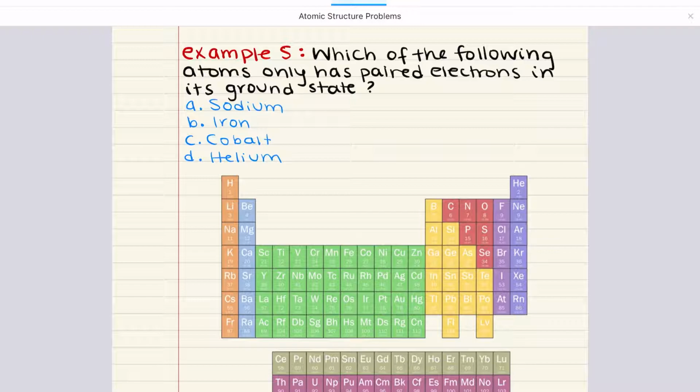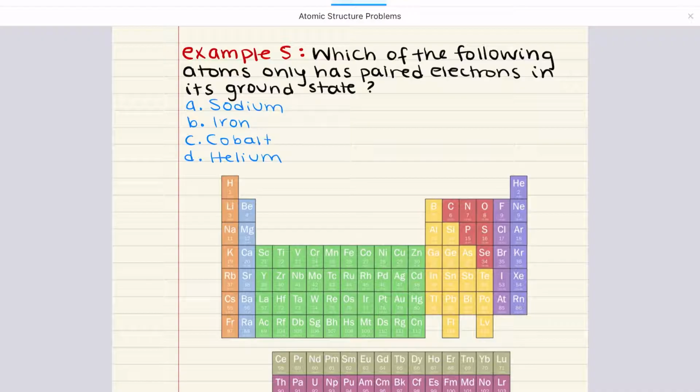For this problem, to determine which atom has only paired electrons in its ground state, we're just going to have to examine the electron configuration for each of these atoms that were given in our answer choices and see which one has all fulfilled orbitals to say that this atom only has paired electrons.